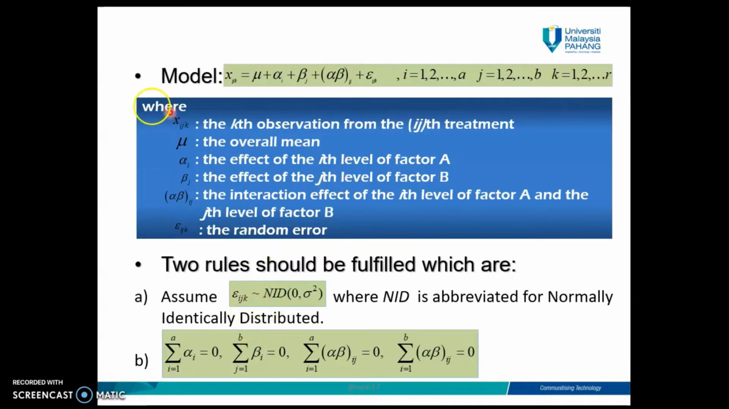Yeah, this is the model. You can look at this, but you don't really need to pay so much attention to it. This is quite theoretical. Since this is about statistics, I'm not going to go further into this discussion.